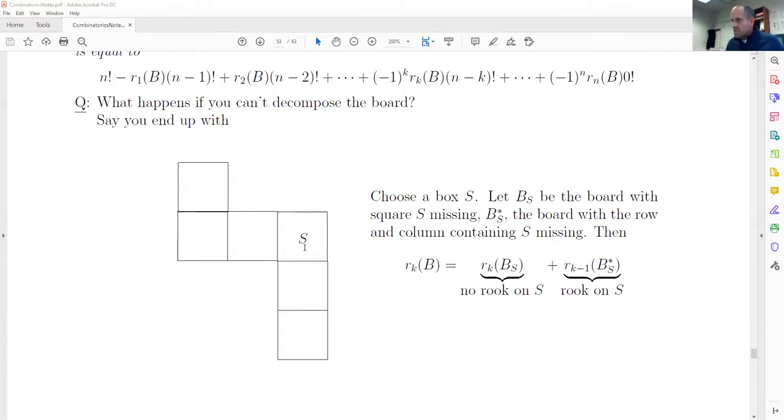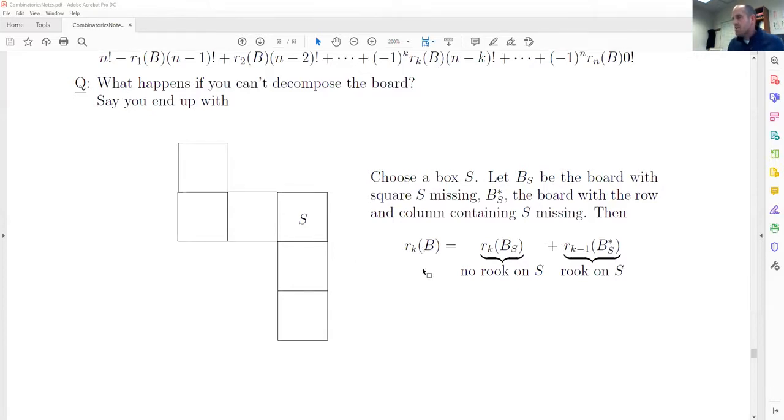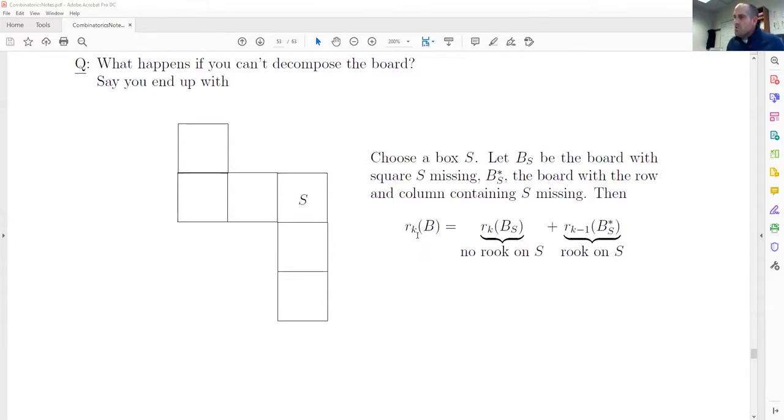So that discussion we just had shows that the number of ways to place k rooks on the board B, where B is all this, is the same as the number of ways to place k rooks on the board B sub S. That means I eliminate this, so there's no rook on S. I'm not putting a rook here, which means I can put a rook anywhere else. So I still have to place k rooks on B sub S if I want to get k total.